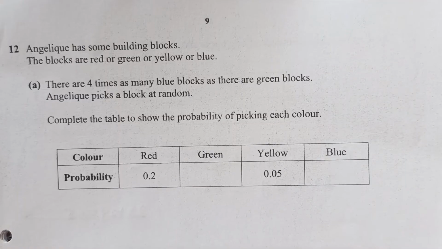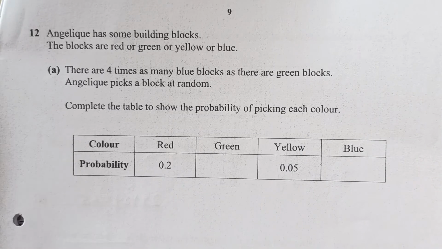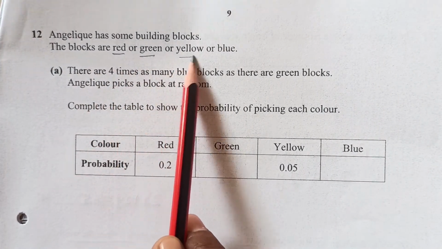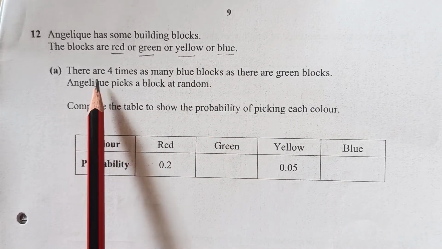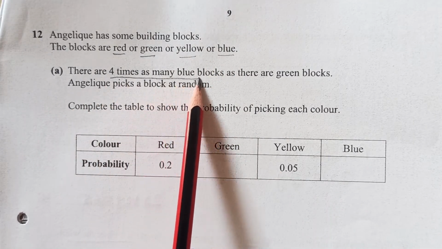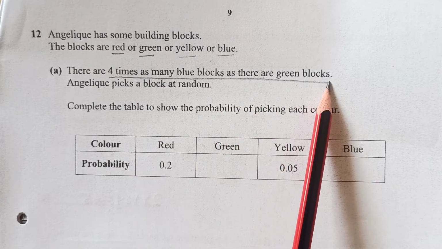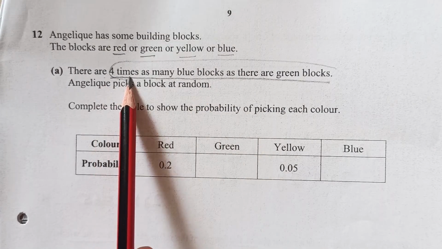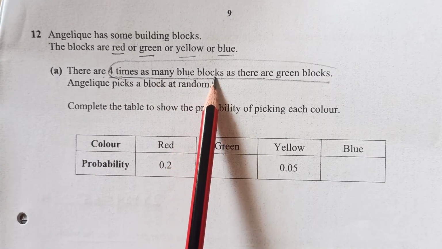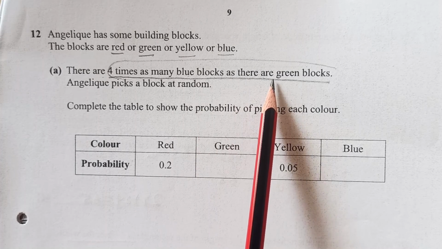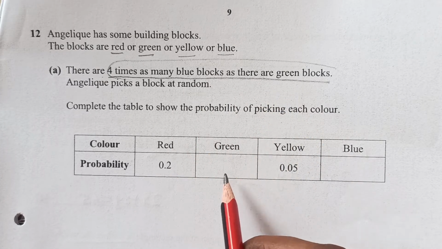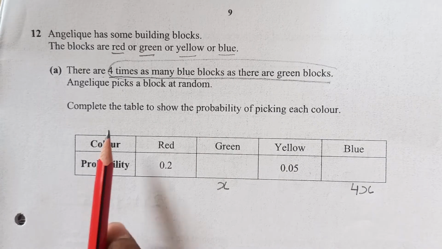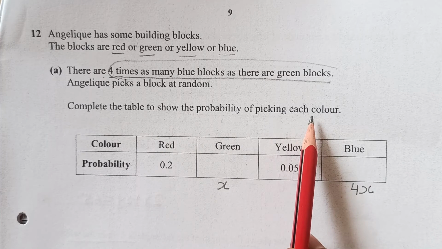Right? Now number 12. Angelique has some building blocks. The blocks are red, green, yellow or blue. There are 4 times as many blue blocks as there are green blocks. Now this is a bit twisted language. There are 4 times as many blue blocks as there are green. So that means if the green ones are x, then the blues are 4x, right? Complete the table to show the probability of picking each color.